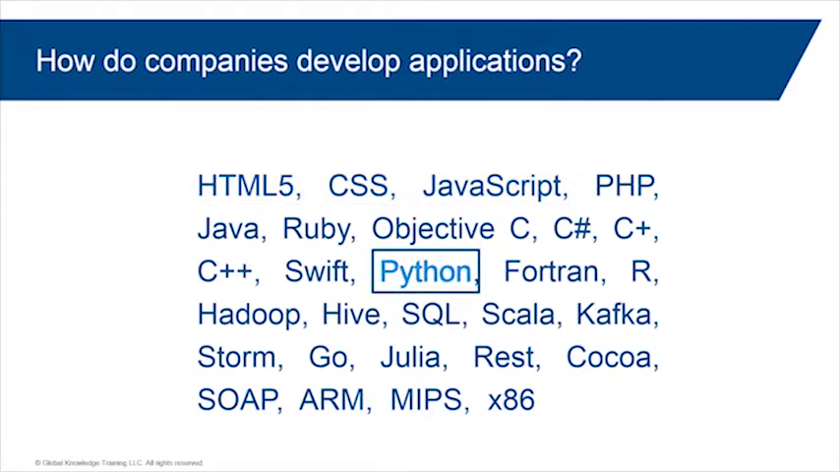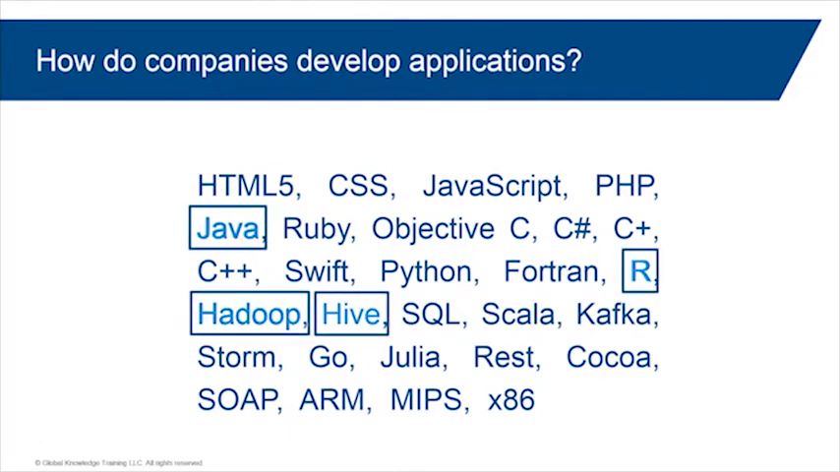But if you are trying to write scripts to control routers or switches or other IoT types of devices, then maybe Python might be a better approach for you. If you wanted to do some serious scientific types of applications, then C++ would be a good choice. Or if you wanted to do some applications that involved big data, Java, Hadoop, Hive, or R would be some of the languages that you would consider instead.